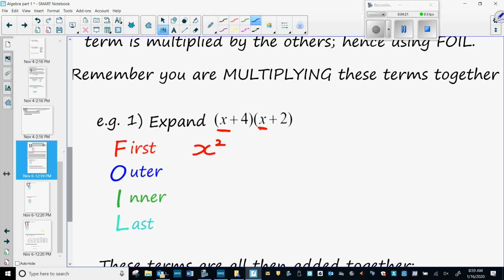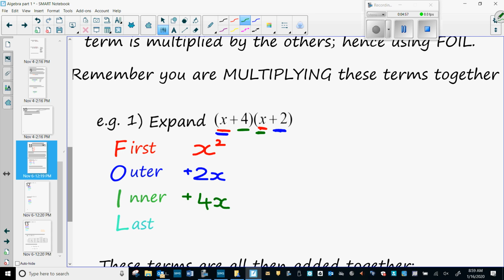All right, outer. So that means we're looking at the outside ones. So this one and this one. Again, we are multiplying them. So we're multiplying x and positive 2. 2x. I'm actually going to write positive 2x, okay? Just because the signs are important, I want to make sure that you're comfortable with that. Inner. Okay, so they are the ones inside. I'm doing the colours to try and help you. So we've got positive 4 and x, which is, someone just shouted it, positive 4x.